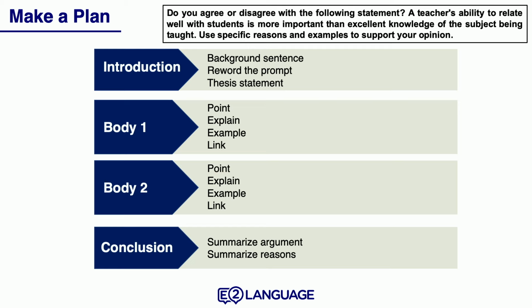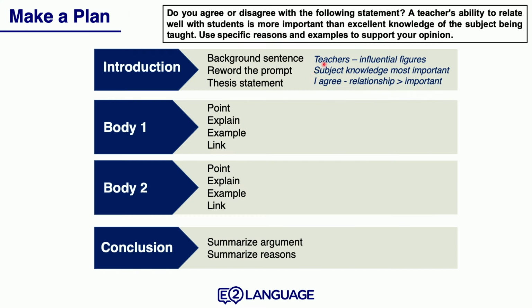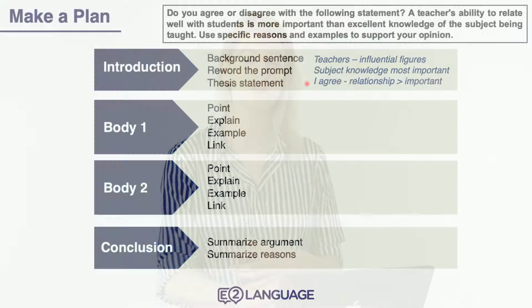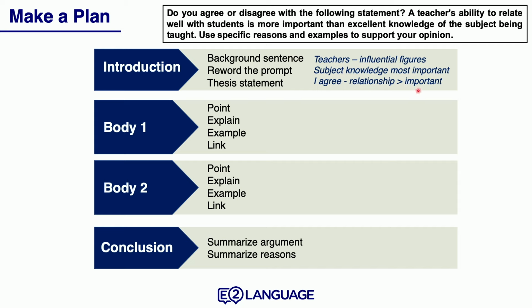So for the intro, I've got my background sentence, rewording the question, and then my thesis statement. So the background statement that I want to make is that teachers are influential figures in people's lives. Now, rewording the prompt, I'm looking up here. A teacher's ability to relate is more important than excellent knowledge of the subject. When I reword the prompt, I'm going to flip that around a little bit and say some people think subject knowledge is the most important. But in my thesis statement, I'm going to say I agree with the prompt that a teacher's ability to relate with students or the relationship they have is more important than their knowledge of the subject being taught.